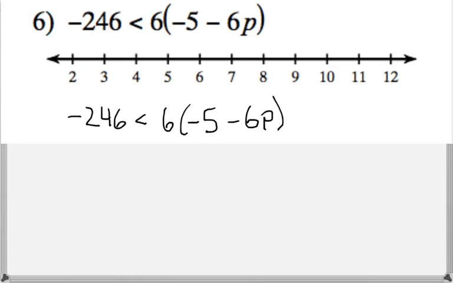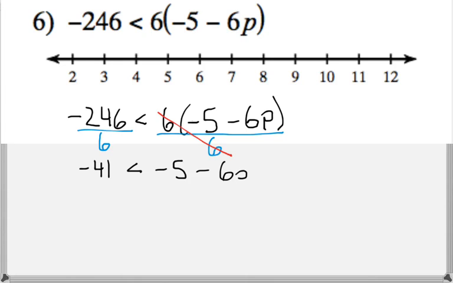Here we have negative 246 is less than 6 times, in parentheses, negative 5 minus 6p. Since there's nothing else besides the parentheses and what it's multiplied by, I can go ahead and undo that right now using division. So I'm going to divide both sides by 6. I didn't divide by a negative, so my inequality is going to stay facing the same direction. Negative 246 divided by 6 gives us a negative 41 is less than. 6 divided by 6 cancels, gives us 1, leaving us with just what was in the parentheses, and we no longer need those parentheses.